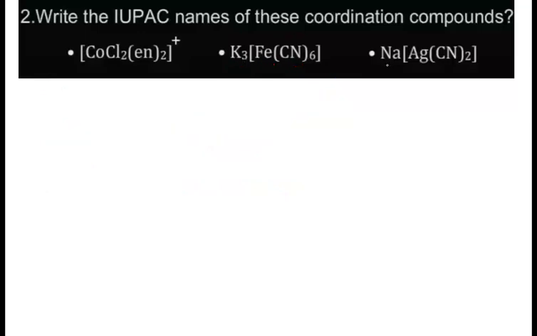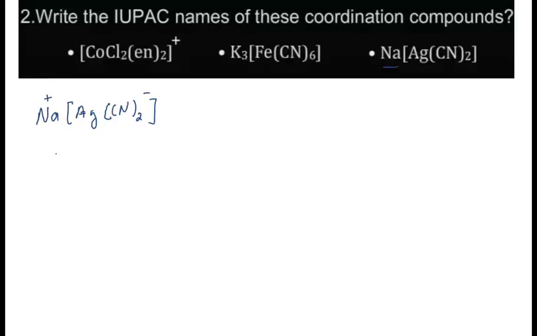Right? Now the third example, that is Na[Ag(CN)2]. Right? This is the complex. So for the name of the complex, again first of all analyze the complex. It contains a simple cation and a complex anion. Right? So how to follow? How to write the name?